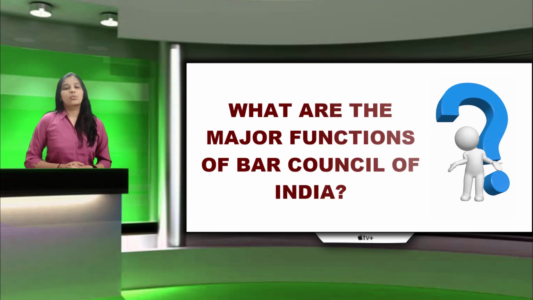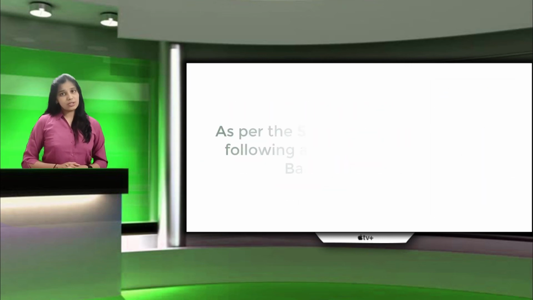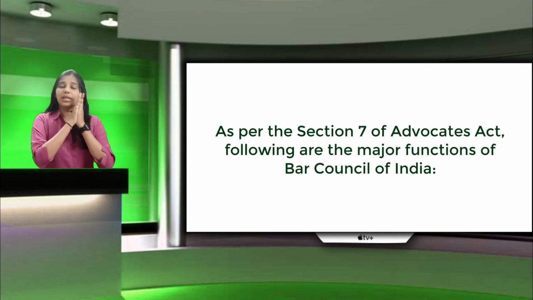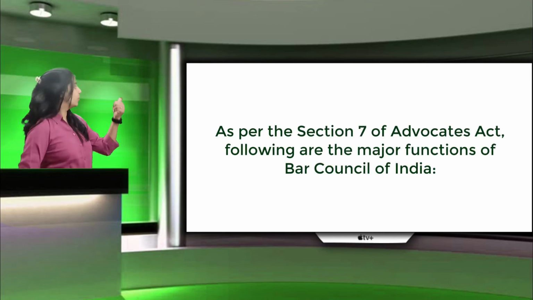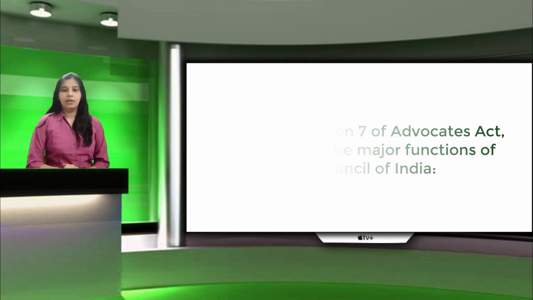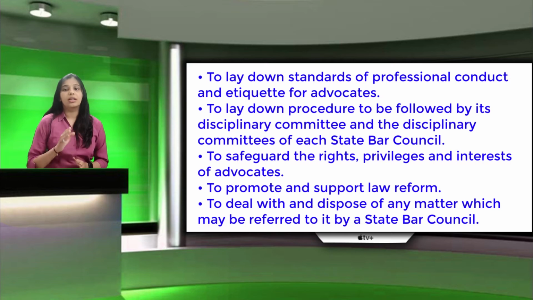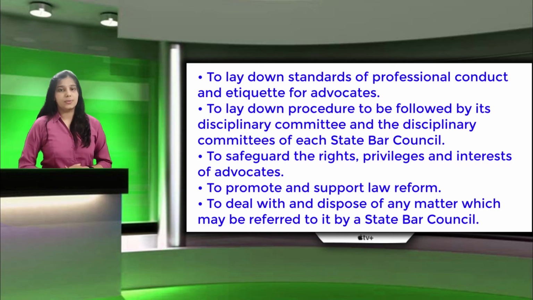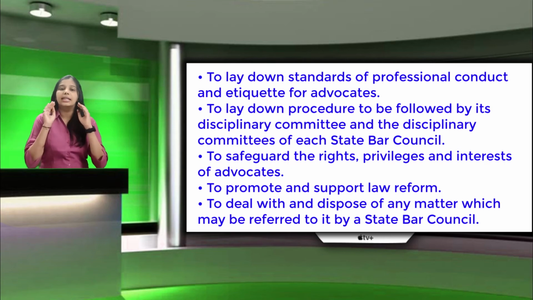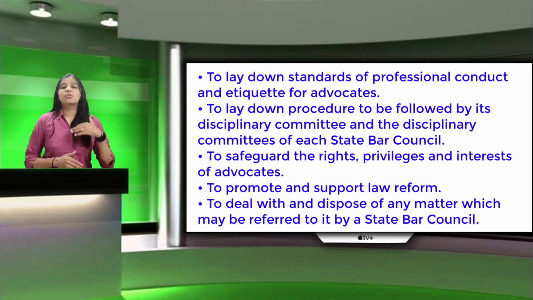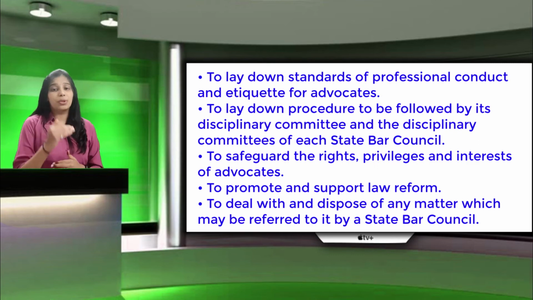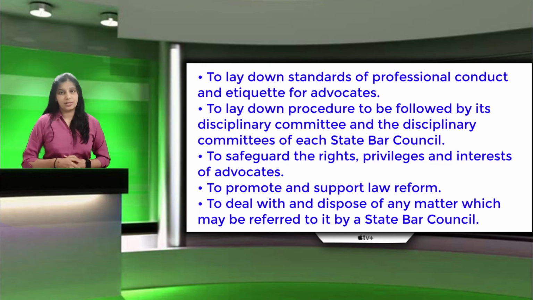Now we'll move forward with what are the major functions of the Bar Council of India. As per Section 7 of the Advocates Act, there are the following major functions of the Bar Council of India. You can see one by one over here. The first is to lay down the standards of professional conduct and etiquette for the advocates. To lay down the procedure which is to be followed by the disciplinary committee and the disciplinary committees of each state bar council. Next comes to safeguard the rights, the privileges and the interests of the advocates.